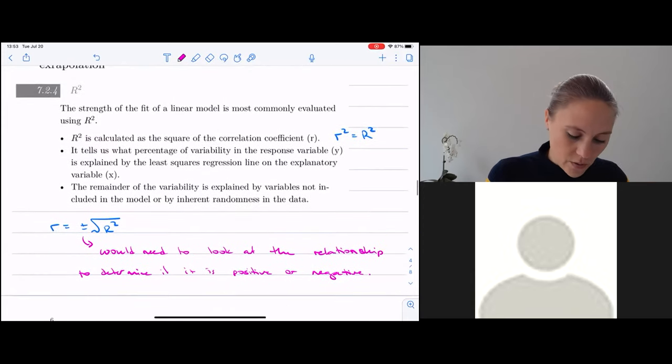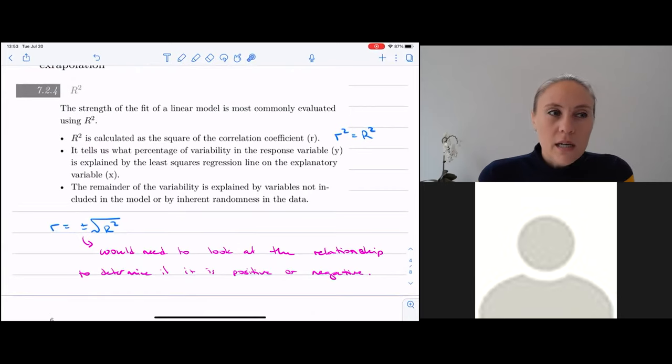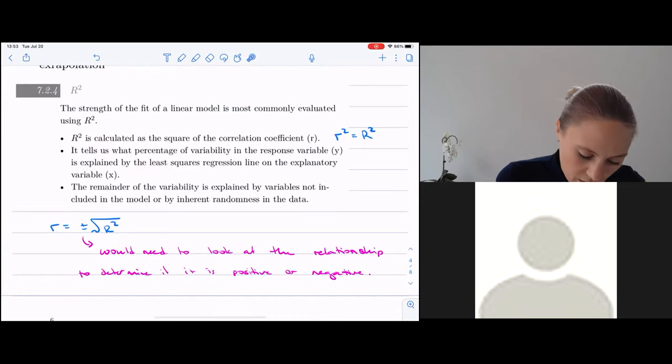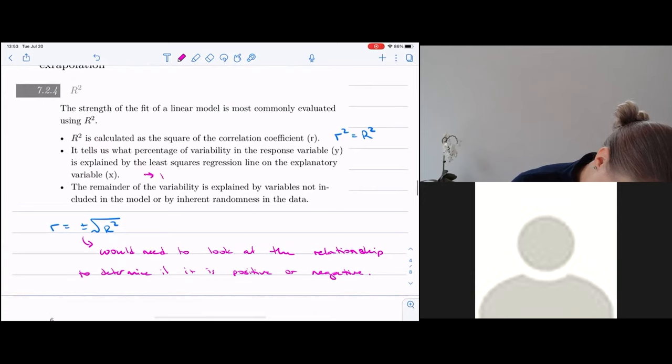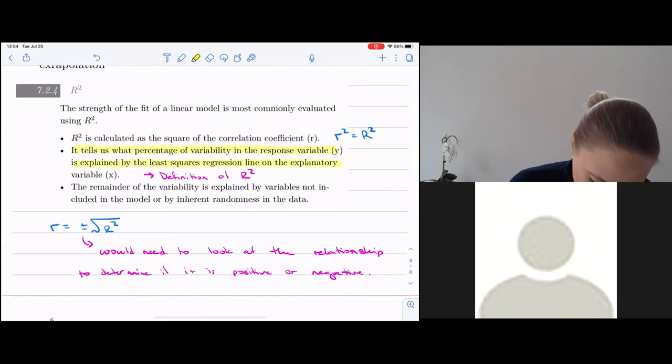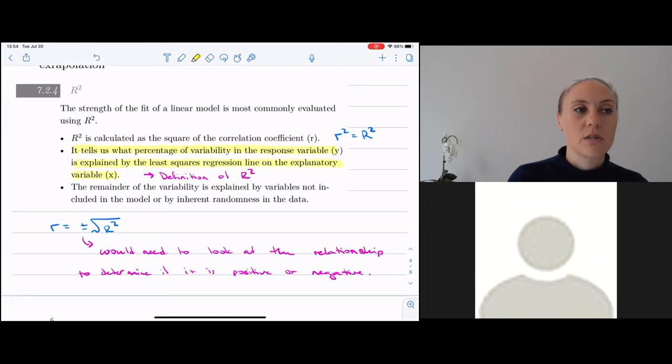Okay, so R squared tells us how good our line is at predicting future values. It tells us the percentage of variability in the response variable y that is explained by the least squares regression line on the explanatory variable. Now, this is the definition of R squared. It tells us the percentage of variability in y that's explained by the least squares regression line on x.